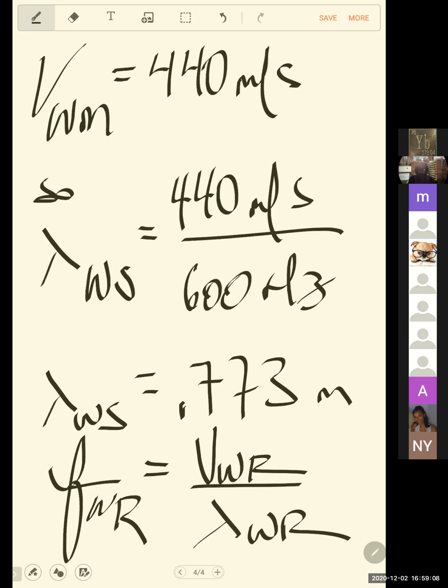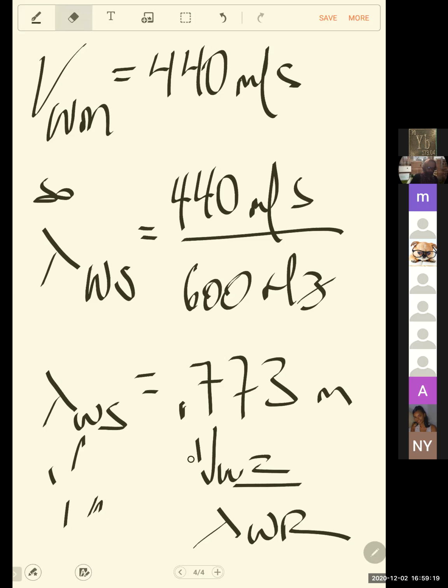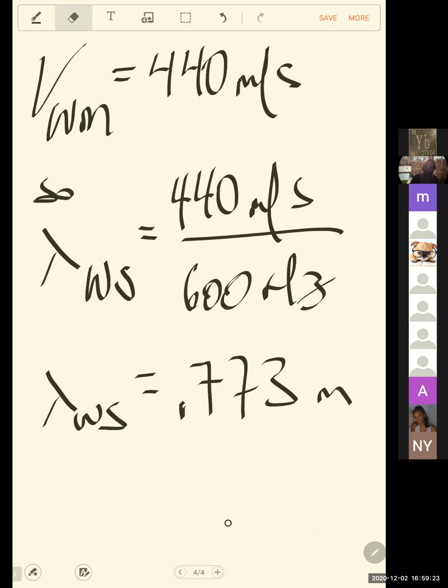I have that wavelength now. What I just wrote was true. I mean, it's not wrong. I'm just erasing it so I can make this clear. I've got that wavelength. So then I say, the wavelength of the receiver is the same thing.